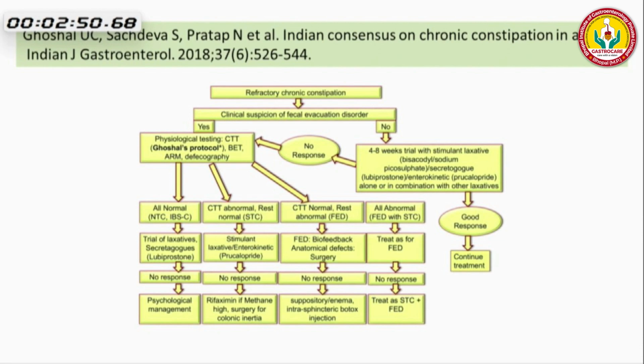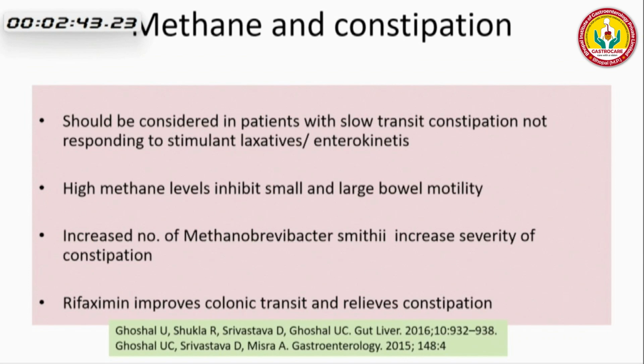And if patients have features of both, that is slow transit and fecal evacuation disorders, then they require treatment for both. There is a new concept that in certain patients who have slow transit constipation and who are not responding to prucalopride or stimulant laxatives, research has found that these patients may have high methane levels in their gut. There is increased number of a bacteria known as Methanobrevibacter smithii, which increases the severity of constipation, and in this distinct subset of patients, actually rifaximin might be useful as it improves colonic transit.